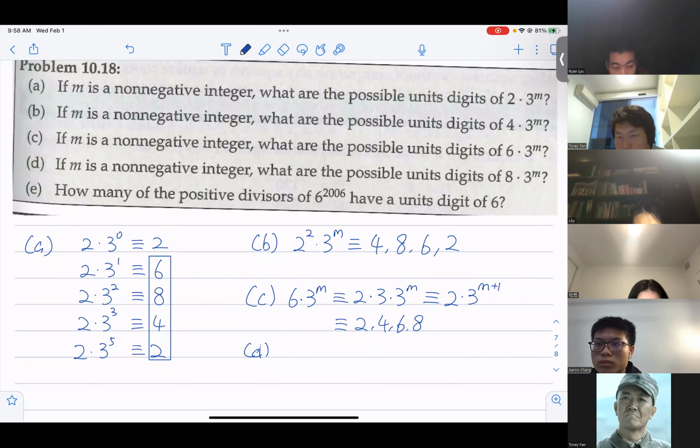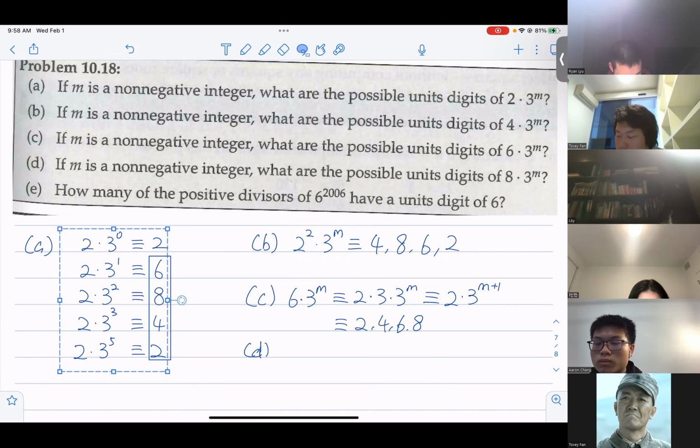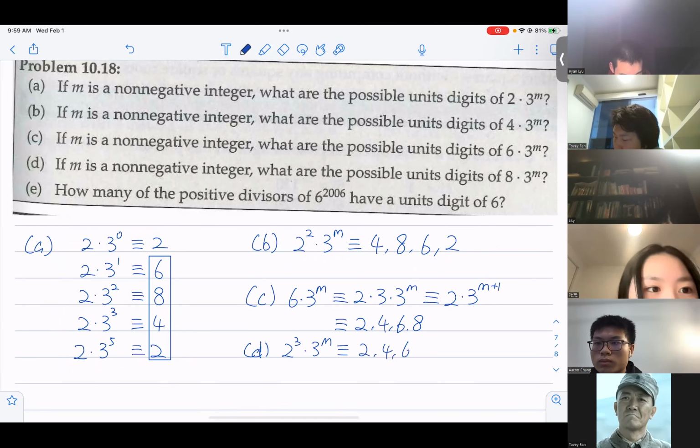For question D, you will see that it's the same as question B, because for question D, it's 8 times 3 to the power of m. So that means it's just, on top of question B, you times another 2. So that's no different from times another 2 from A, because they have the same numbers, right? So it's the same as question B. Okay, that makes sense? So 2 cubed times this is just gonna be congruent to 2, 4, 6, 8, same.